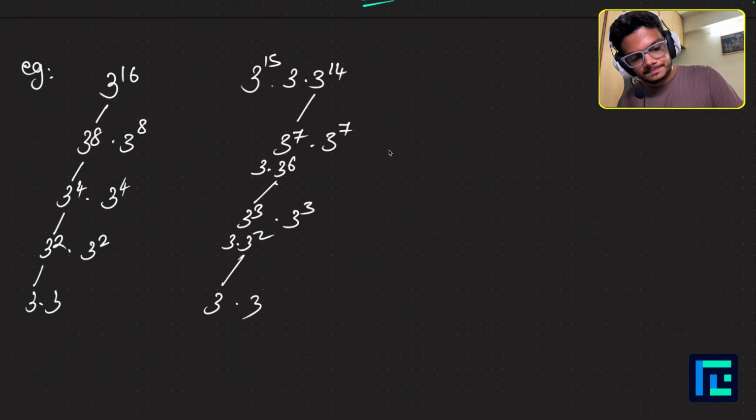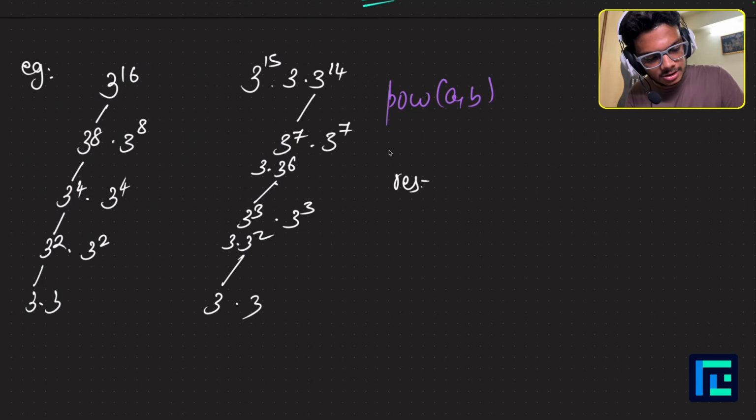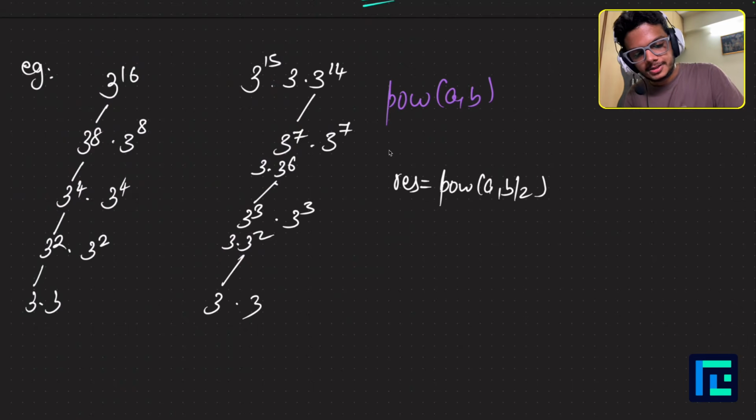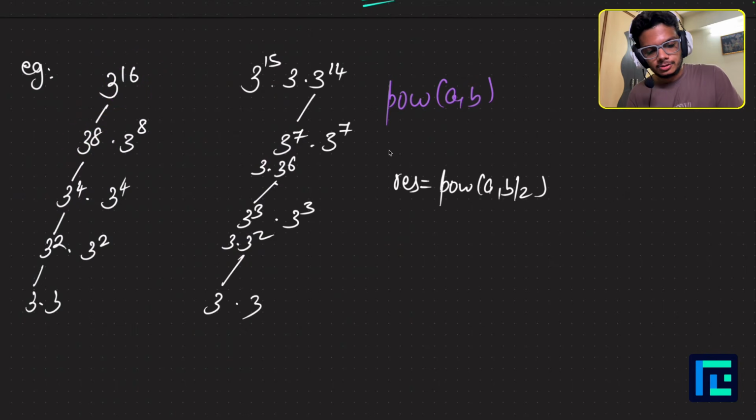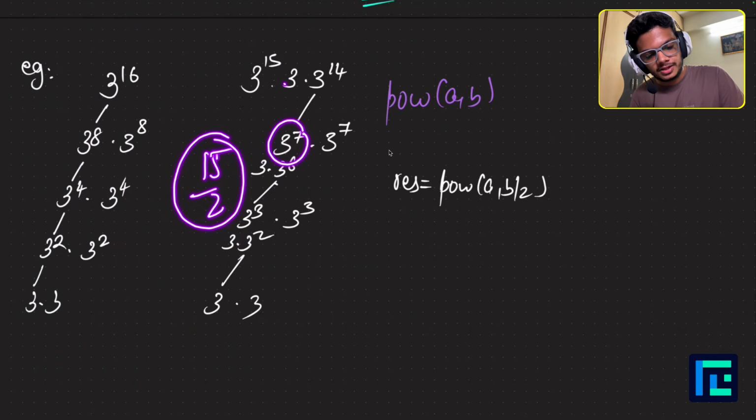So effectively, if I want to write a function power(a, b), the first thing that we need here is the recursive call: I need power of a, b by 2. Why? To calculate 3 power 16, I need 3 power 8 so that I can multiply it with itself, right? To calculate 3 power 8, I need 3 power 4. To calculate 3 power 15, the first thing I need is 3 power 7, which is 15 by 2. Because if I have 3 power 7, I can multiply it with 3 power 7 to get 3 power 14, and then multiply it with 3, right?